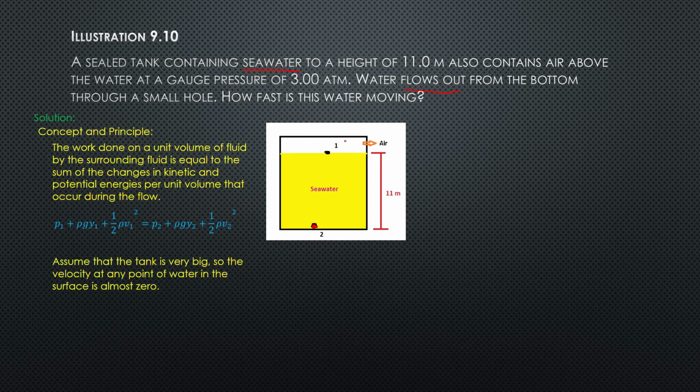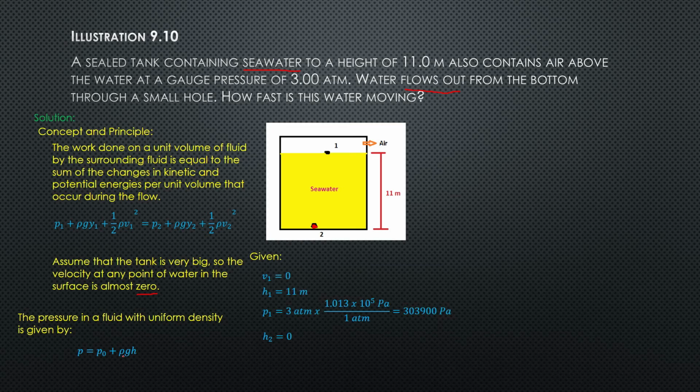So assume that the tank is very big. So the velocity at any point of water at the surface is almost zero. It's very slow, so the water coming out from this tank is very small. The water movement is so slow that it's almost zero. Let us assume that the tank is very big. So the pressure in a fluid with uniform density is given by: absolute pressure will be equal to the atmospheric pressure plus the gauge pressure.